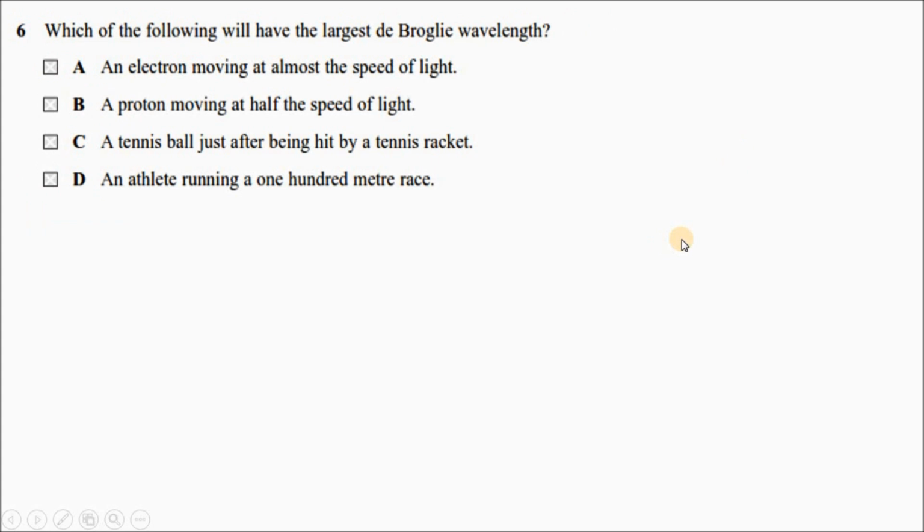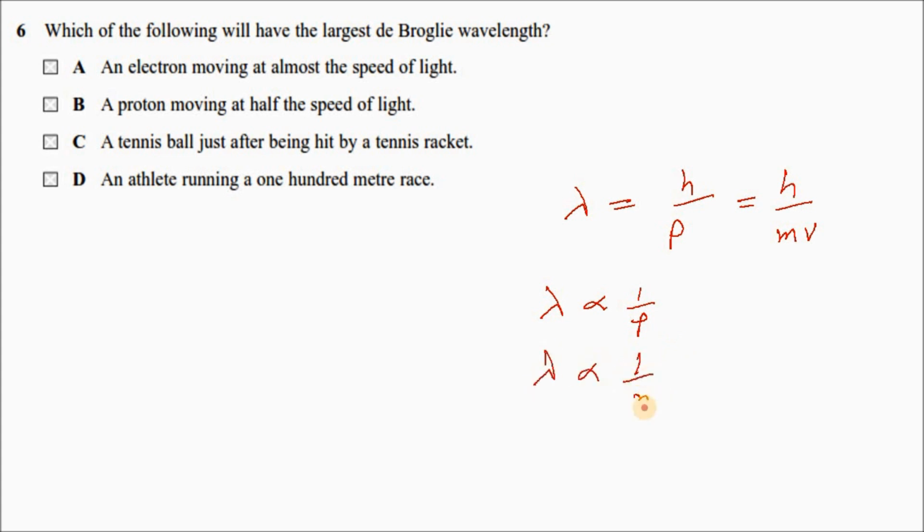Question number 6. Which of the following will have the largest de Broglie wavelength? De Broglie wavelength, remember, lambda is equal to h upon p, or h upon mv. That means lambda is inversely proportional to the momentum, or inversely proportional to the mass and inversely proportional to the velocity. So in order to observe de Broglie wavelength, mass should be very small and velocity should be high. That's how we can detect de Broglie wavelength.